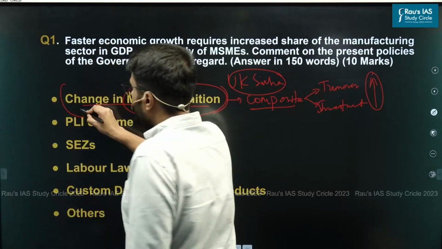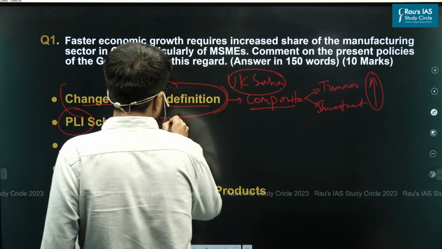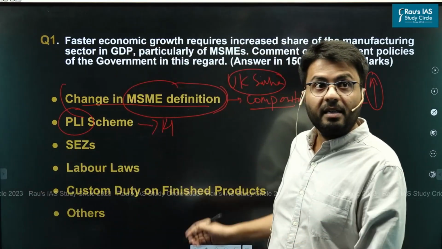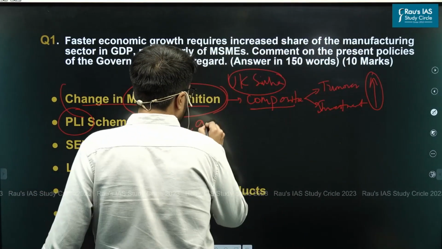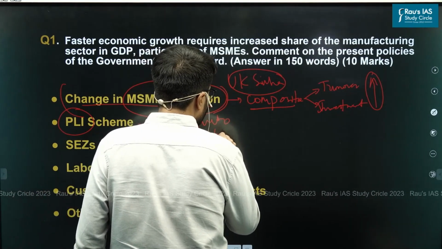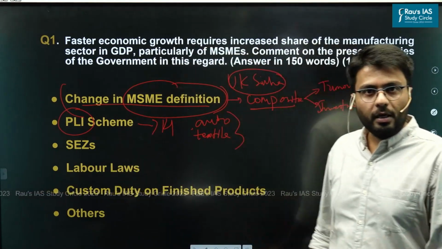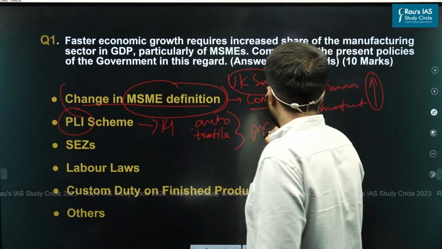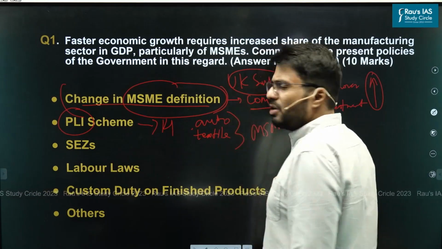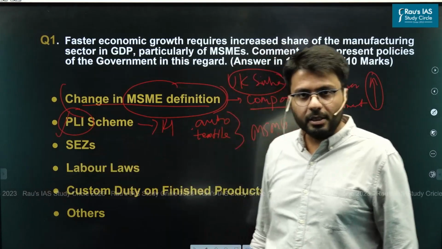Further, government also introduced the PLI scheme for 14 different sectors, and these sectors include auto components as well as textile and apparel sector. And these two sectors in particular have MSME incentives. Now you will ask why this PLI scheme was covered in today's discussion.